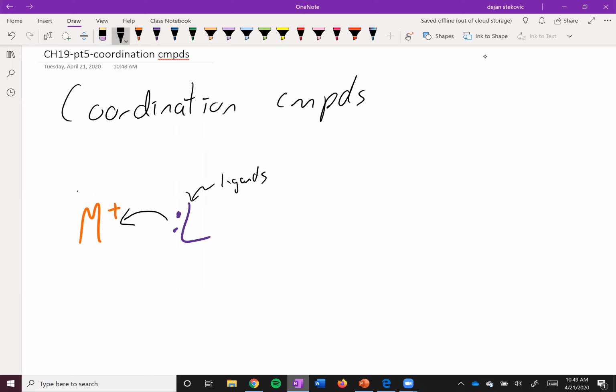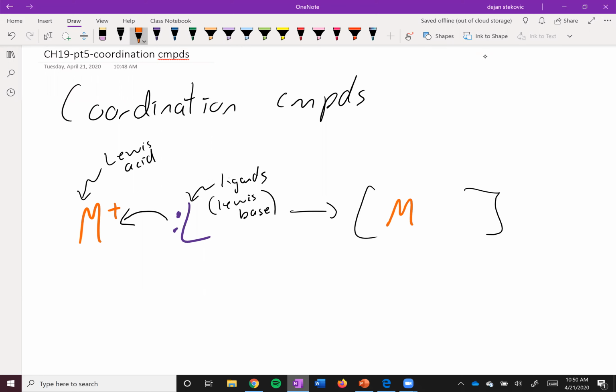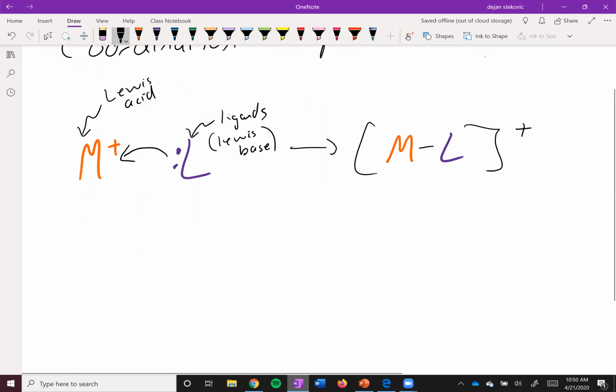And so the transition metal here, remember, it's accepting an electron pair, so it's acting as a Lewis acid, while the ligand is donating an electron pair, so it is acting as a Lewis base. And so that'll form this complex ion of this, where the metal is now attached to the ligand.